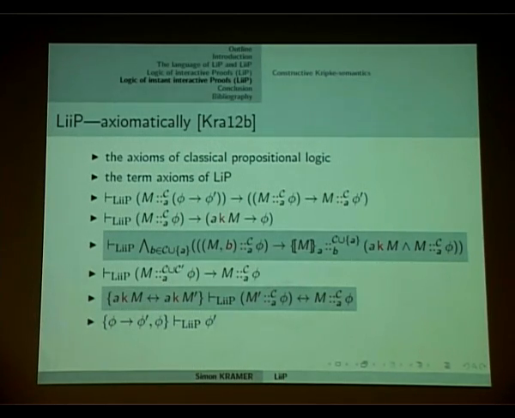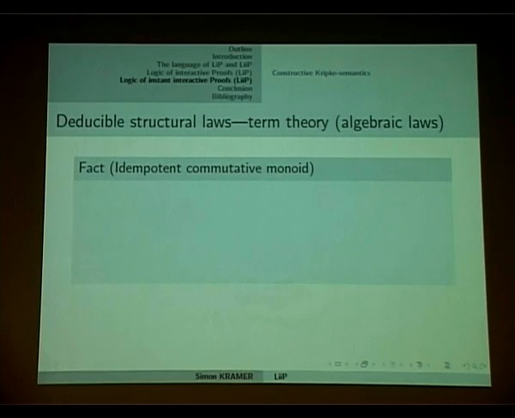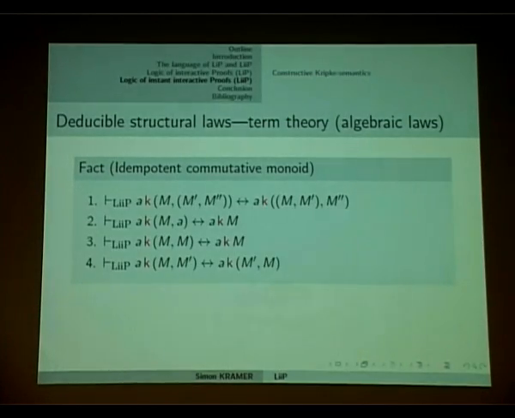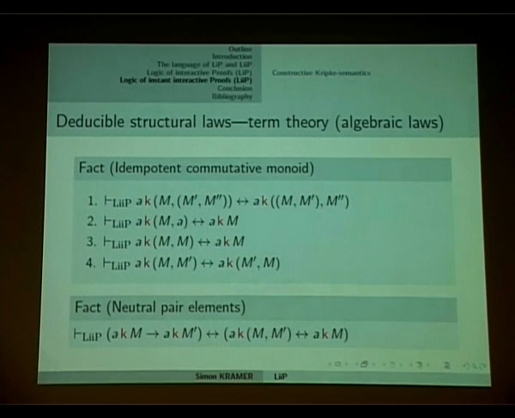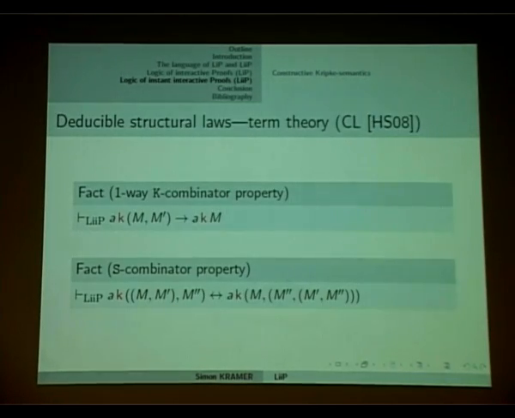I suspect that this is because of this axiom, actually. Or maybe this axiom can explain some of this difficulty. You can derive then a couple of laws. With respect to pairing, we have an idempotent commutative monoid, right? You can derive these laws. We also have some neutral elements. You can also derive this property, which is sort of a one-way combinator property. You can project. And you can also derive this S-combinator property. And so in some sense, our agents act a bit like combinators.